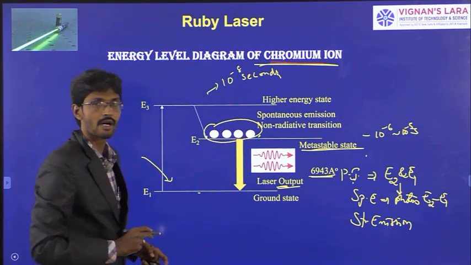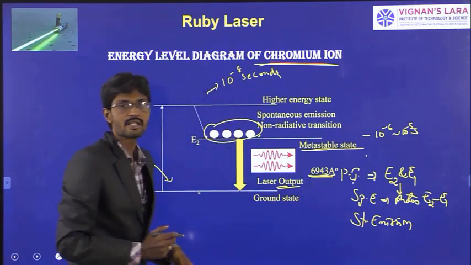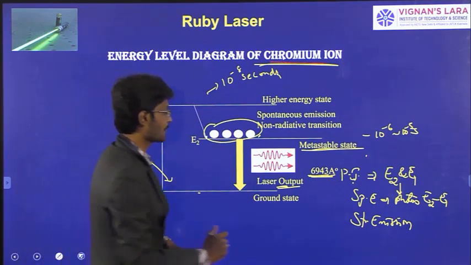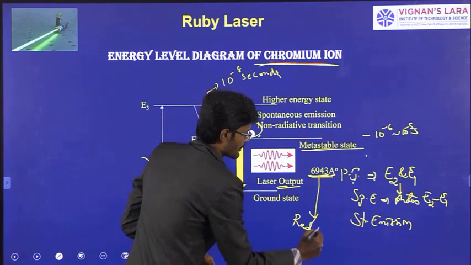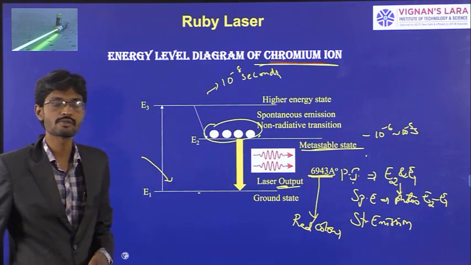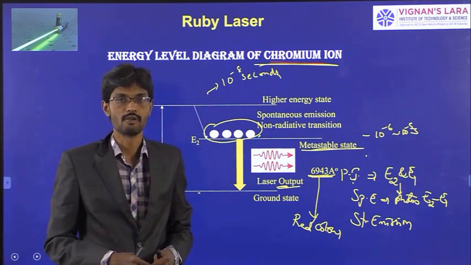In this ruby laser, the output wavelength of the laser is 6943 angstroms, and this falls in the red region of the visible spectrum. So the ruby laser produces a red color laser as output.